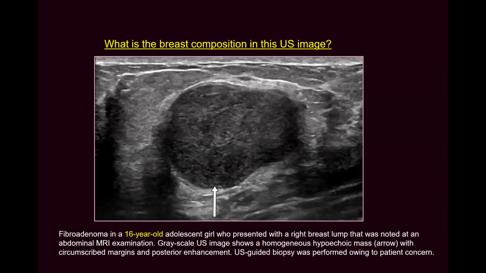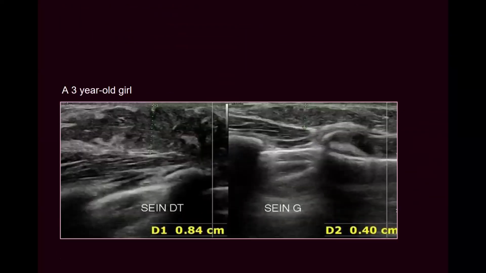What is the background parenchyma here? The breast composition. This 16-year-old girl having a fibroadenoma. What is the background? Homogeneous background echotexture, fibroglandular. Excellent. This is fibroglandular. Look here. This is the anterior mammary fascia. And look for the parenchyma surrounding this. It is iso to the fat. So this is glandular. That it is homogeneous fibroglandular.